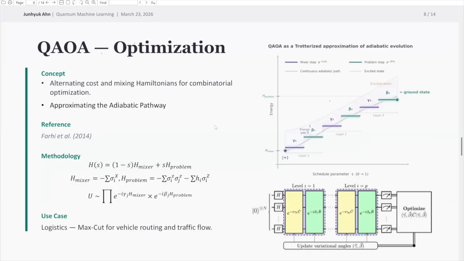QAOA is quite similar to quantum annealing, but instead of just shooting out different trials that may land on an adiabatic pathway, we approximate the adiabatic pathway by moving through incrementally small steps. So if you're into math, you can see in the methodology that we define a parameterized Hamiltonian using the mixer Hamiltonian and the problem Hamiltonian. The goal is to arrive at the eigenstate of the problem Hamiltonian, but we start at the mixer Hamiltonian's eigenstate.